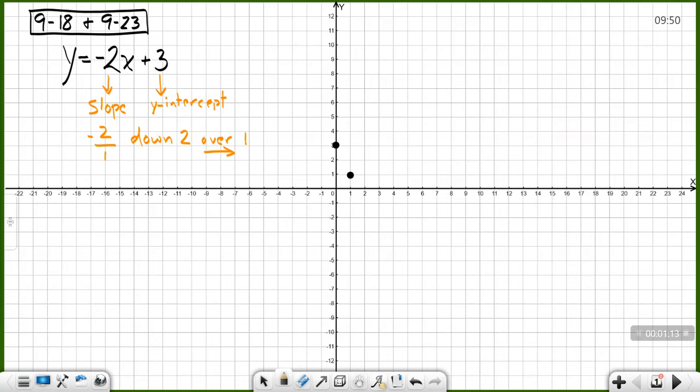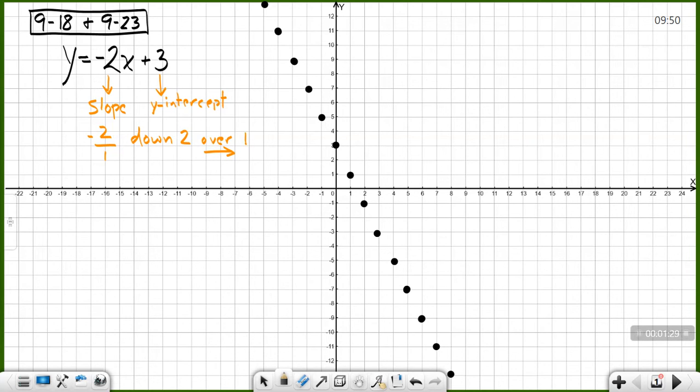So if I do that, moving from here, I'm going to go down 2 over 1. That's this point right here. Down 2 over 1. And I'm going to continue to plot all of my points that I can find on this graph here. And I'm going to go backwards as well, reverse both directions to continue this line in both directions.